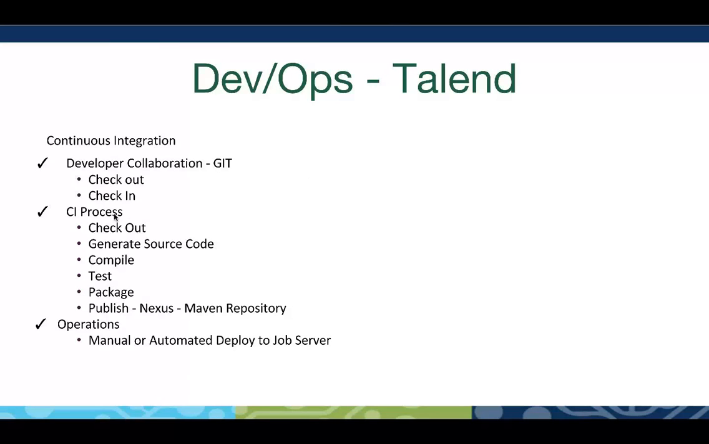Within the CI process itself, it's basically a checkout in Talend's case. So for Talend data management, you're going to develop your jobs, collaborate, and then when the continuous integration process starts, you're going to check it out. You're going to generate the Java source code. You're going to compile that code, run tests, and then at that point, you want to package the code. The reason you package the code is that you really don't want to have to compile that version of code again. So you're going to create a zip and then publish that to Nexus.